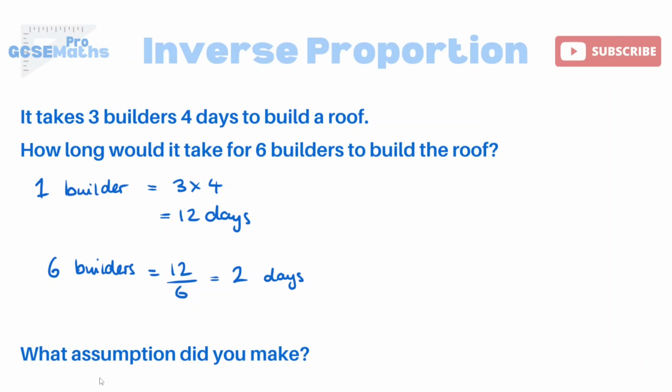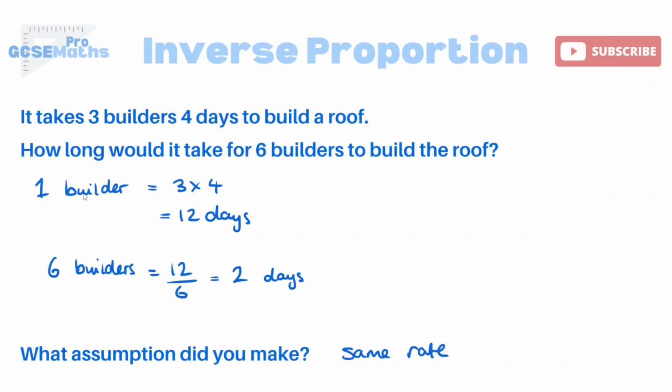Now, often this question is asked with a part B, which says something along the lines of, what assumption did you make when you made your estimate? It's pretty much always the same answer, obviously just relate it to the context. We assumed that each builder works at the same rate. So it's something about the same rate, and just apply it to the context. In this case, the builders worked at the same rate.